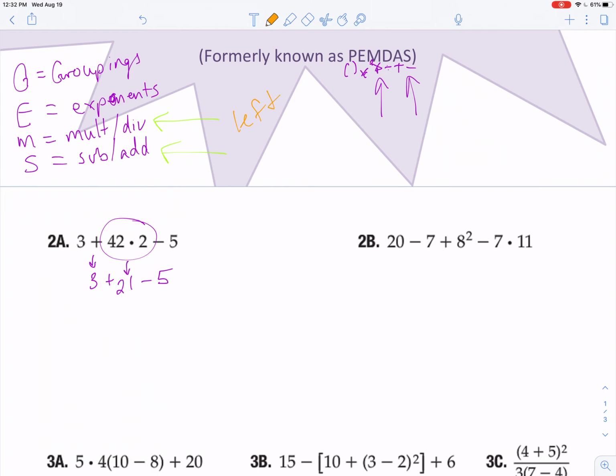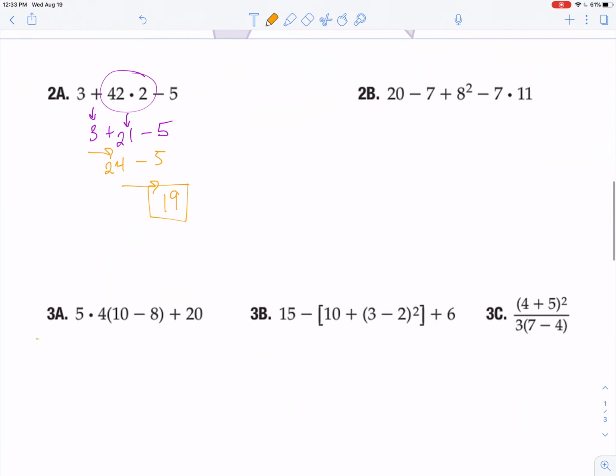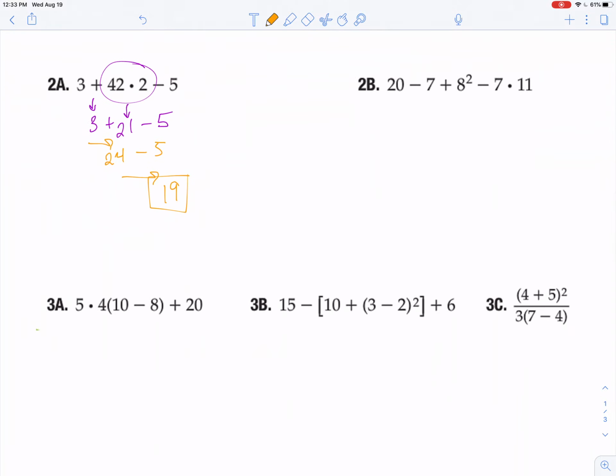Left to right. Work them left to right. So 3 plus 21 is 24. And then take that 24 minus 5, which is 19. That makes 19 my final answer. Let's try a more complicated one. Looks like 3B. Holy smokes, that one looks complicated.